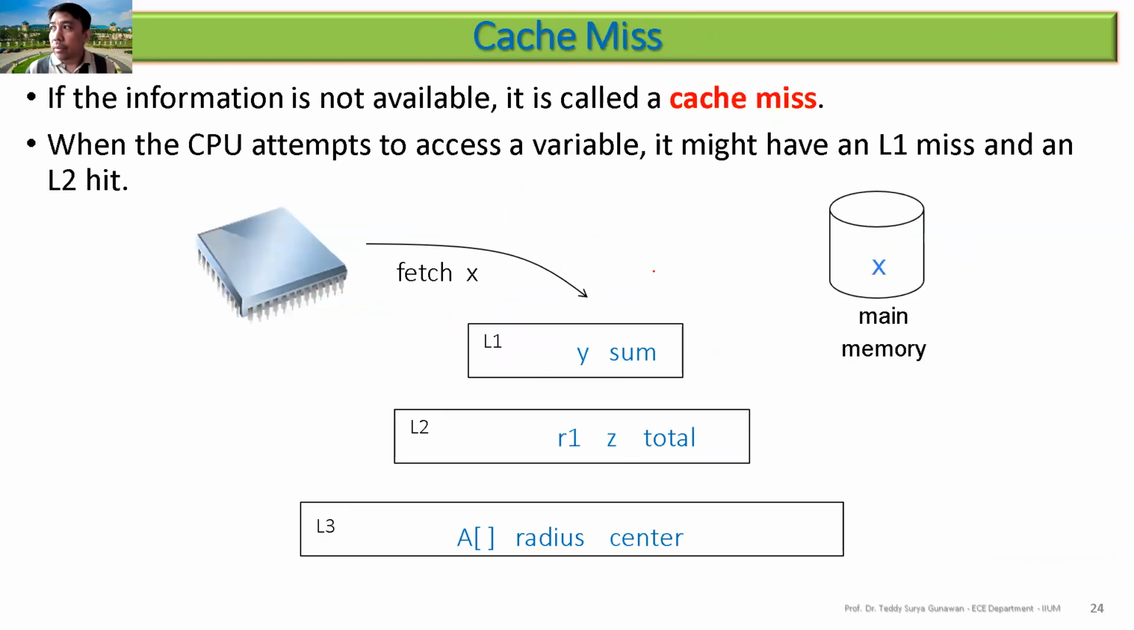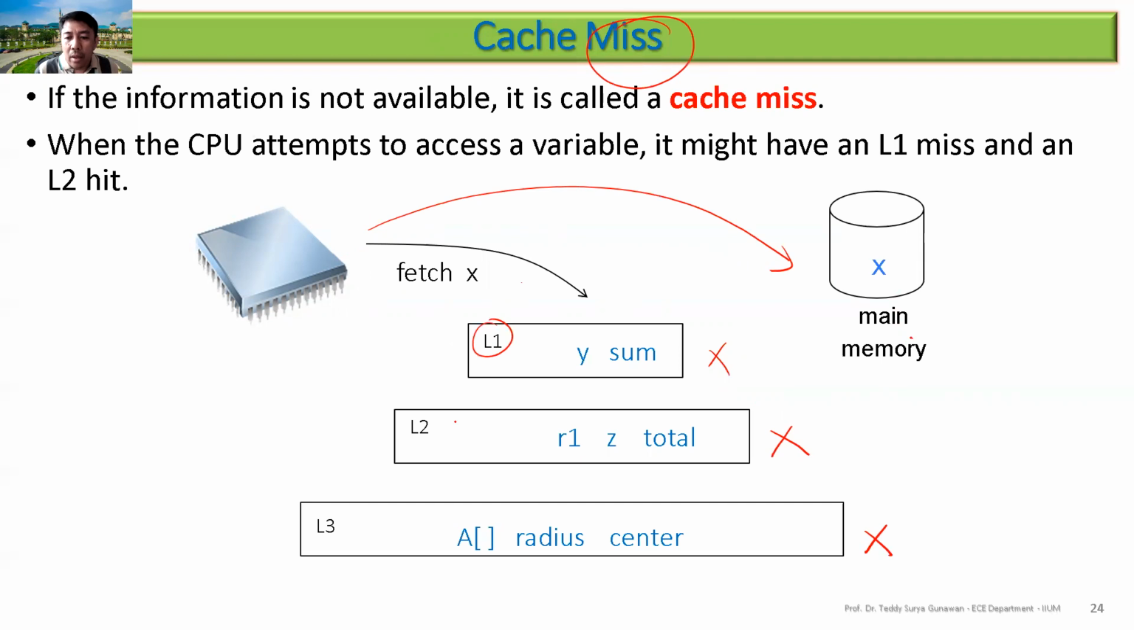But if you don't have X, for example, you fetch X and it is not there on L1 cache, not on L2 cache, not on L3 cache, it is only there on memory. You don't have any choice, you need to read from the memory, and it takes longer. So this is a cache miss, because the variable that you need is not there on L1 cache.